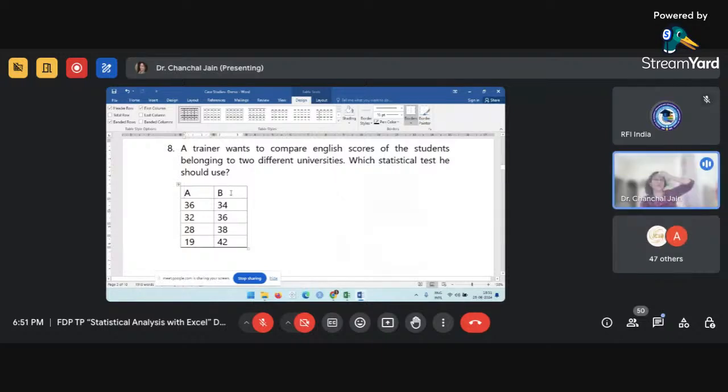So how will you conclude which university students are scoring good marks? By an independent sample t-test, you can first find whether a significant difference exists or not. If it exists, then you can see the mean figures and tell that this particular university's students are scoring better marks. Right? Now it is okay. May I proceed with the next?